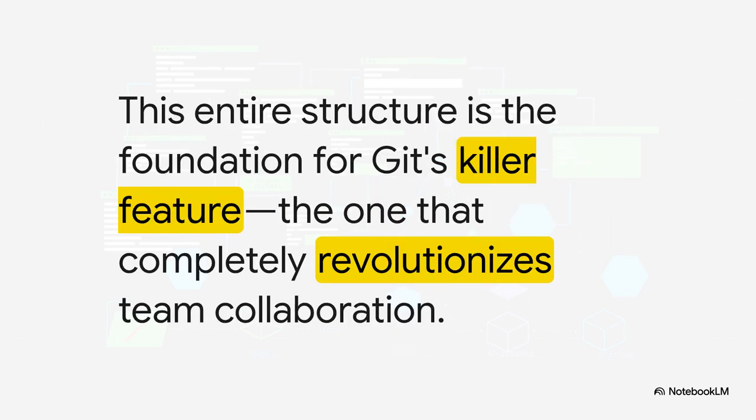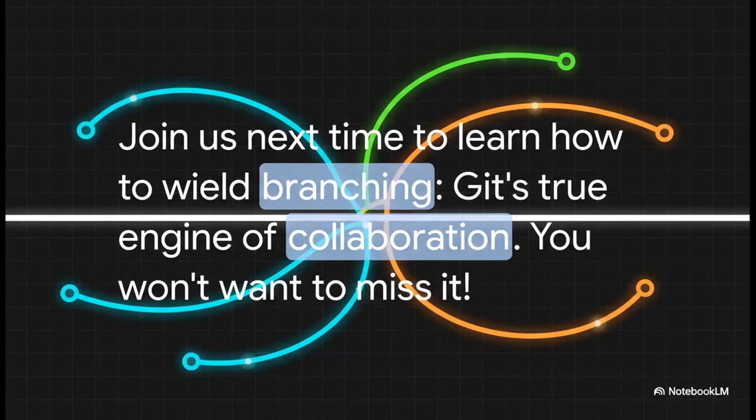The answer is actually pretty simple. All of this, the snapshots, the DAG, the lightweight pointers, all of it is the necessary groundwork. It's the foundation that was built to support Git's one true killer feature, the one feature that has completely revolutionized how developers work together. So what is that killer feature? You guessed it, it's branching.